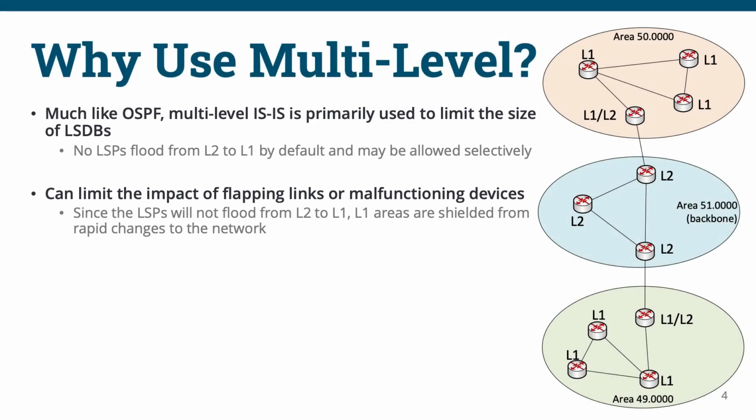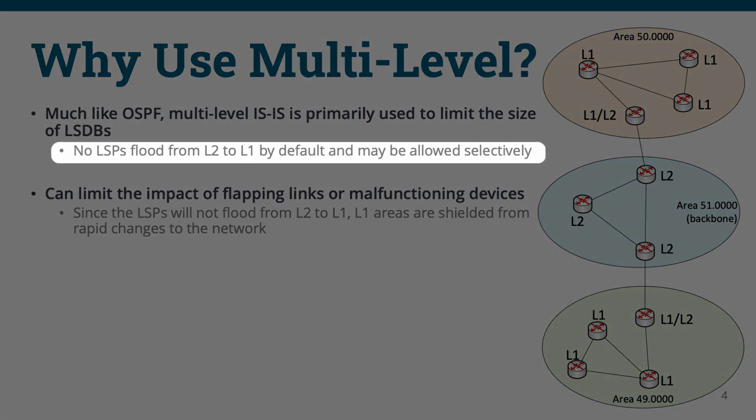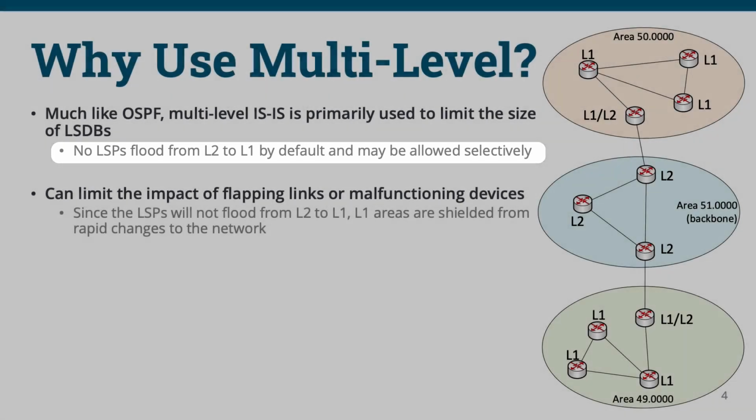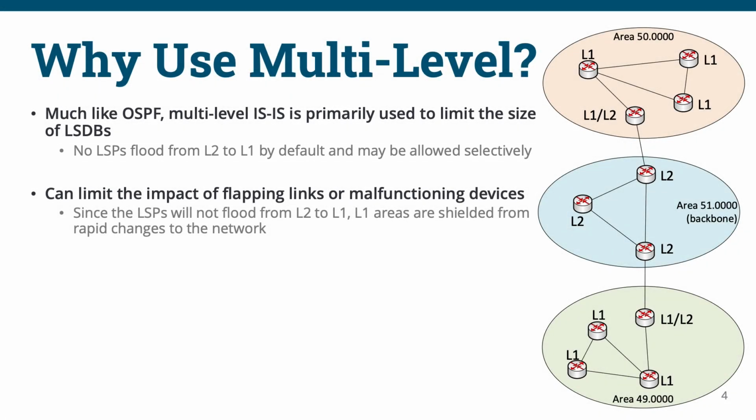A very important characteristic of multi-level ISIS is that no LSPs flood from L2 to L1 routers by default. This is a very different function from OSPF and should be noted. Each L1 router, however, will generate its own default route towards the closest L2 attached router. In this way, by default, areas in ISIS function much like an OSPF total stub area. For any specific routes to be propagated from L2 routers to L1 routers, they must be configured explicitly.